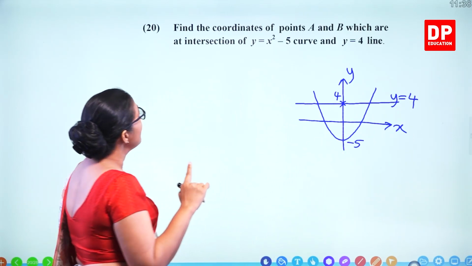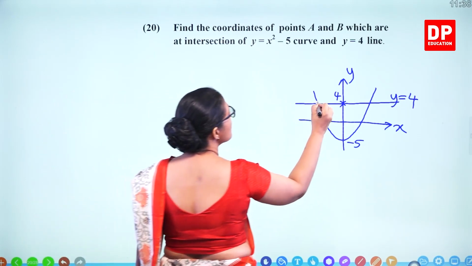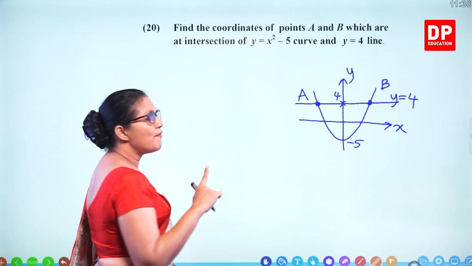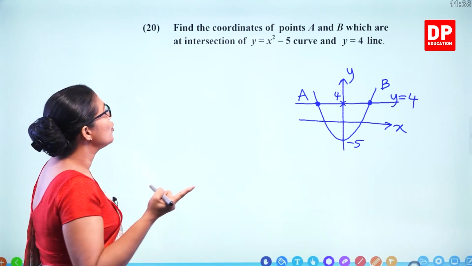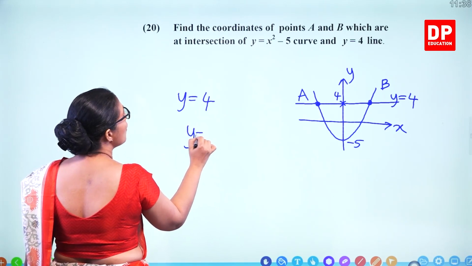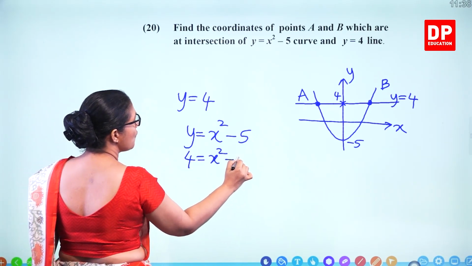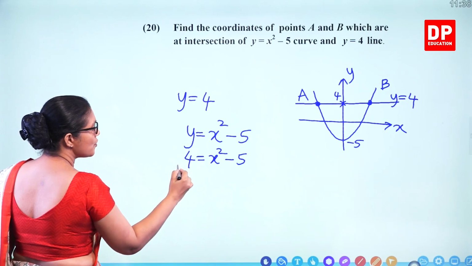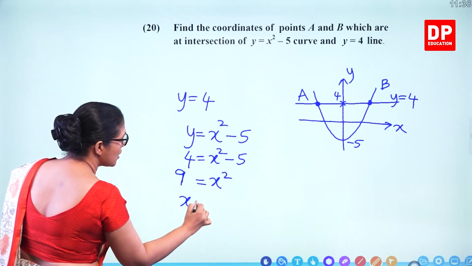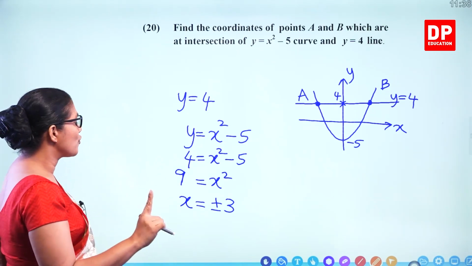Now, find the coordinates of the points A and B, which are at the intersection of these. So, these are the 2 points, A and B. Y values are the same, y equals 4. So, you can substitute y equals 4 into this equation and find out the x value. 4 equals x squared minus 5. Take minus 5 to this side. 9 is equal to x squared. Take the square root. When you take the square root, you get plus or minus 3.